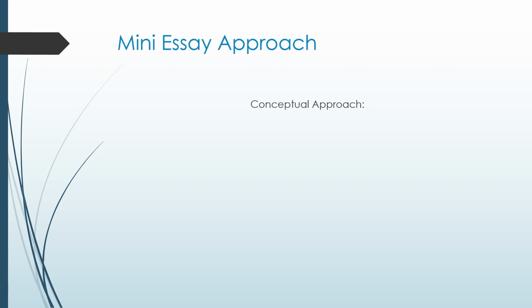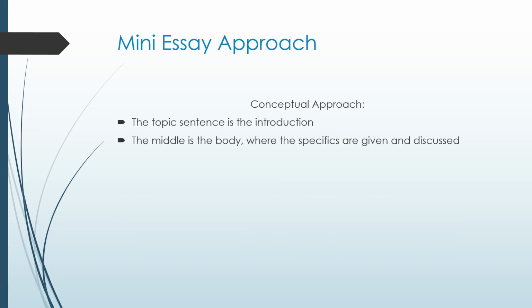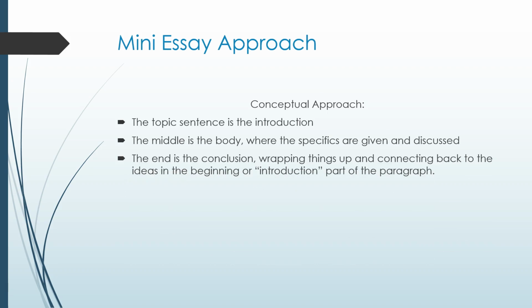Finally, the last approach I'll just mention briefly. Like sentence sequencing, this is more of a conceptual approach. It's more of a tool for thinking about and understanding paragraphs rather than a step-by-step method to writing one, like PI or 5-step paragraphing. Basically, you think of each paragraph as being a mini essay. The topic sentence is the introduction, where you include the topic and the point being made about it. The middle is the body, where the specifics are given and discussed to support the point. And the end is the conclusion, wrapping things up and connecting back to the ideas in the beginning or introduction part of the paragraph.